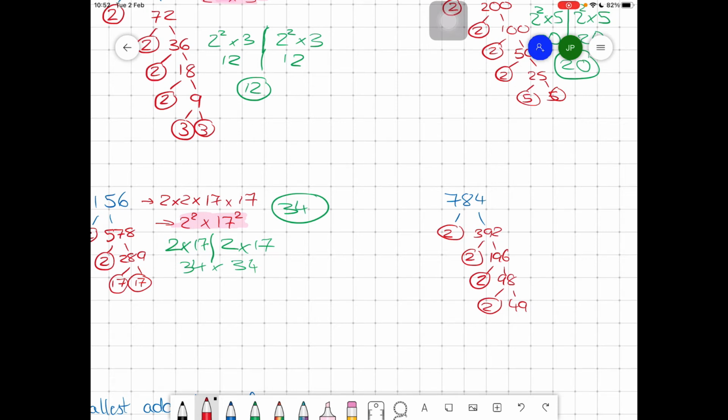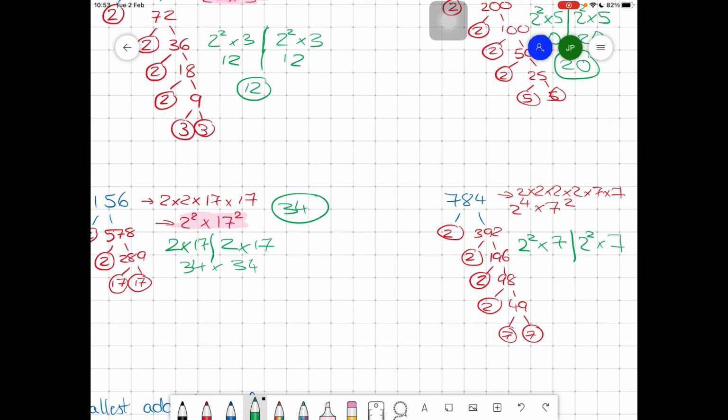49, we should hopefully recognise quite quickly, is 7 and 7. So 784 should be 2 times 2 times 2 times 2 times 7 times 7, which will give me 2 to the power of 4 times 7 squared. To check it's a square number, I need to check I can split it into two equal groups. 2 to the power of 4 I can split into 2 squared and 2 squared. 7 squared I can split into 7 and 7. I'm therefore happy it's a square number.